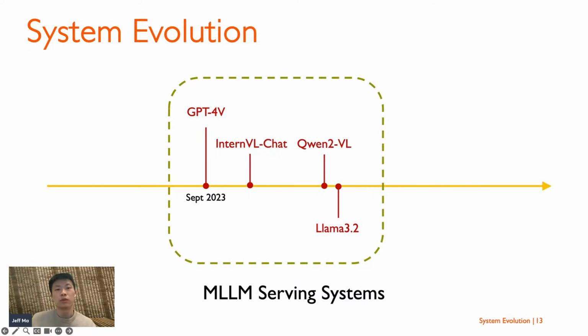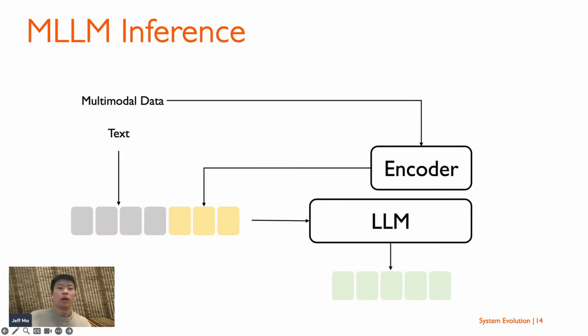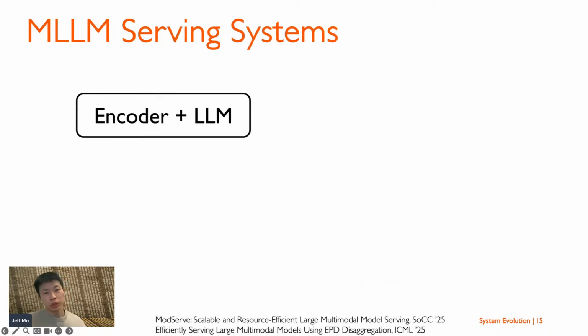Now, moving to MLM serving systems. Recall that MLMs are just LMs with an additional encoder, and these encoders are generally very small compared to LMs in size. So what people realized is that they didn't need to modify too much on top of their existing serving engines. For vLLM, they just put the encoder together with an LM. I'll denote this option by monolith.